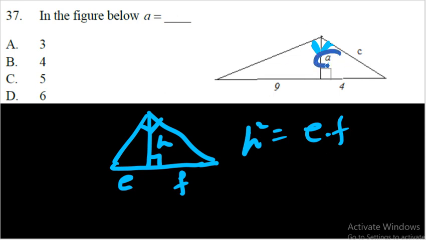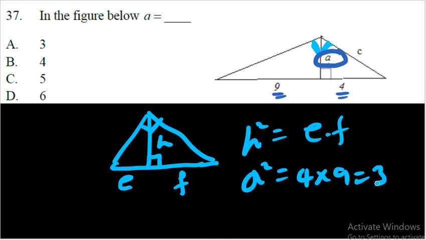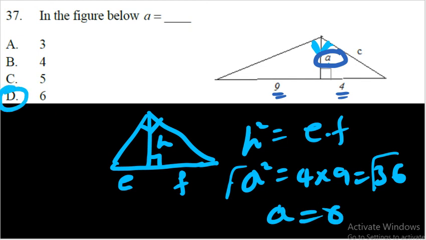So this time we are asked to find A. The A is, as you see, the altitude, and the two base segments are given to you, the division of the hypotenuse. According to the formula, A square is equal to 4 times 9. 4 times 9 is 36. So what's A? You can put in the radical now to remove the square. So A is equal to 6. So the answer will be D.